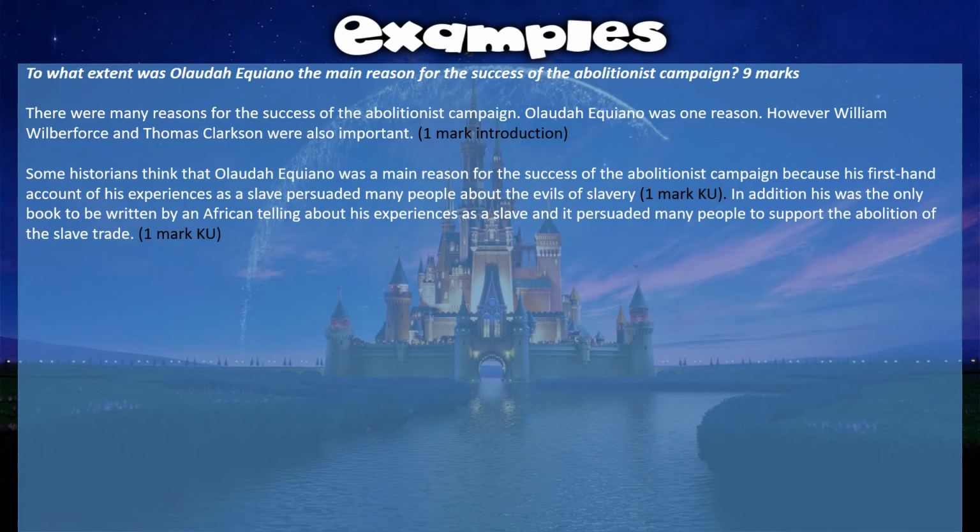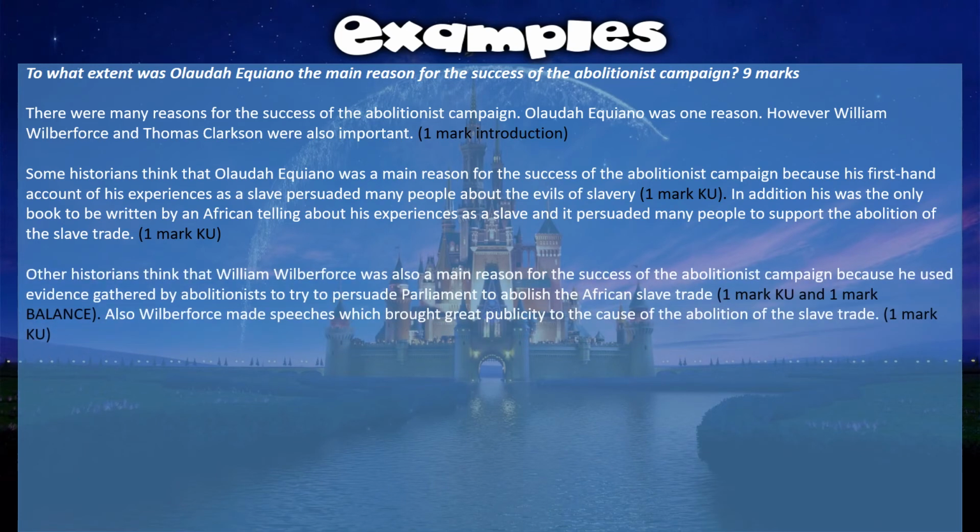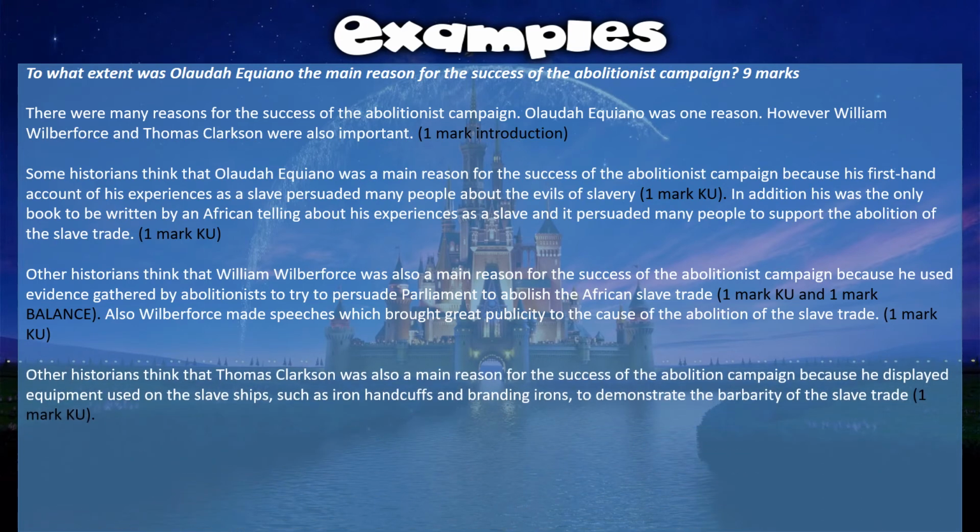Now what we're aiming to do is the alternative factor. Other historians think that William Wilberforce was also a main reason for the success of the abolitionist campaign because he used evidence gathered by abolitionists to try and persuade Parliament to abolish the African slave trade. So there's 1 mark for KU and also a mark for balance because we've gained a KU mark for that second factor, so we get a mark for balance here. Also, Wilberforce made speeches which brought great publicity to the cause of the abolitionists of the slave trade. So there is another mark, KU.